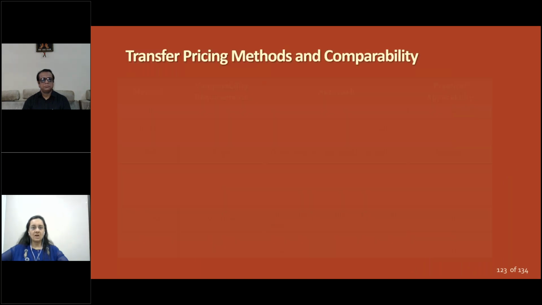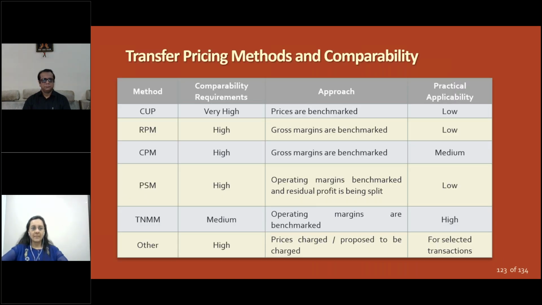So now I am giving a quick recap on TP methods. CUP requires very high comparability. It benchmarks prices. Practical applicability is low because the availability of reliable data is low. For RPM and CPM, comparability is high but lower than CUP. Gross margins are benchmarked. Practical applicability of RPM is low because it still requires more functional comparability. CPM is still higher. Practical applicability is medium because in India you can get a lot of data with regard to services companies.